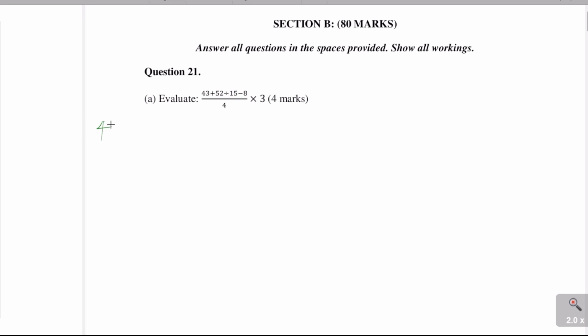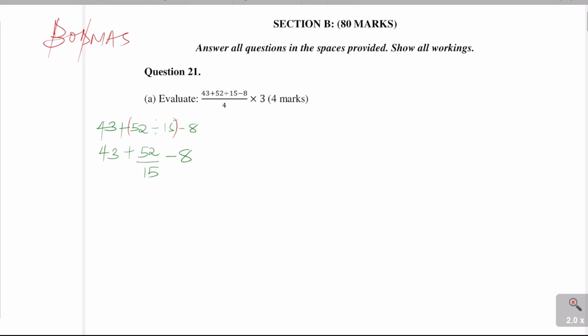So 43 plus 52 divided by 15, subtract 8. When you look at these, we have division, we have subtraction, and we have addition. So the law of BODMAS must apply. This law must apply, and therefore, when you look at all these operations, you're supposed to begin with division. So that is what you're going to work out. So this is how you're going to rearrange it. So you shall have 43 plus 52 divided by 15. You write it like that, and then you subtract 8.